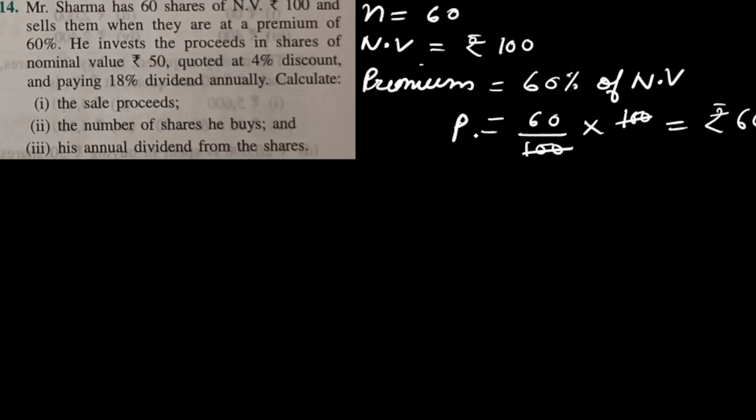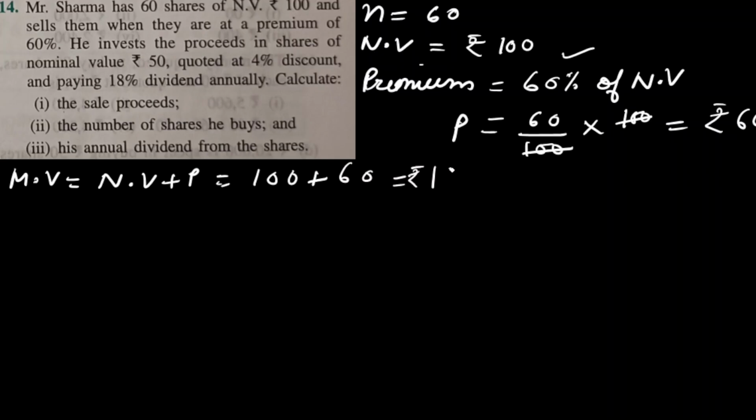So that means what is the value of premium in rupees? See, in percent is what is given to us, and in rupees it is 60 rupees. Now with the help of premium we can find market value. Market value is equal to nominal value plus premium. Nominal value is equal to 100, it's given to us. Premium is equal to 60, just now we have found. So what is the value of market value? It is equal to 100 plus 60, 160. Right, so here I will write market value is equal to 160.